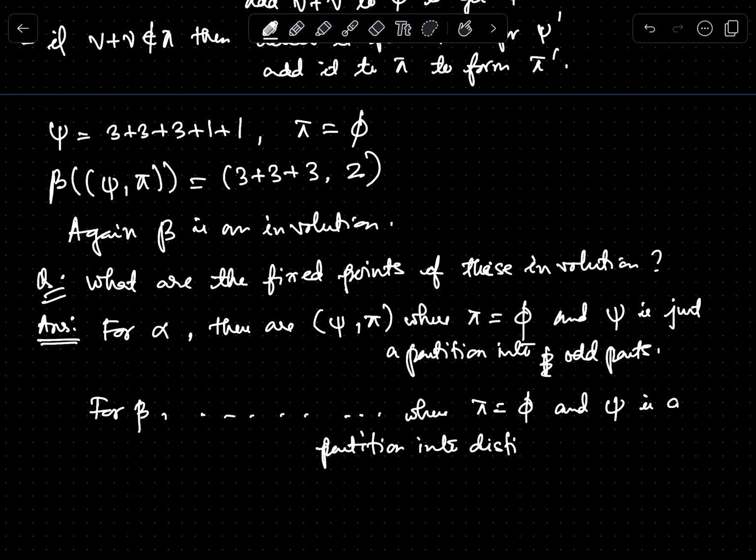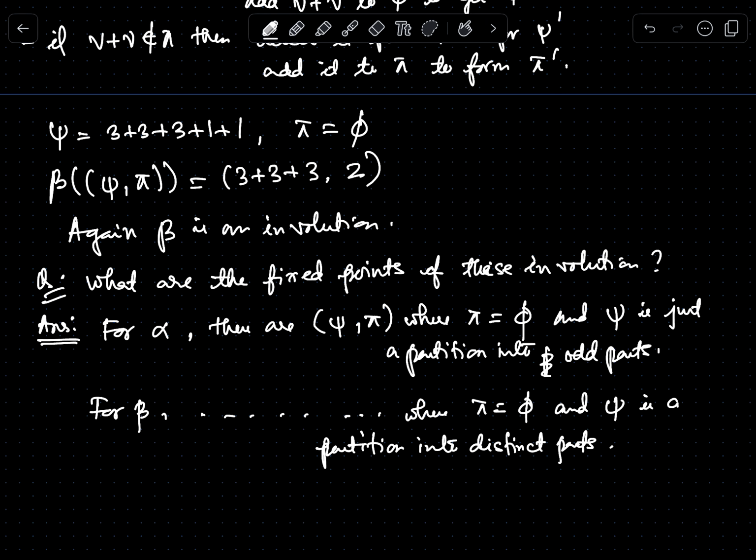So if you think about this, in this case, if the parts in psi were not distinct, that means some part repeated, then that would be this doublet, nu plus nu. In that case, you would have clubbed this nu plus nu together and put it into the nu pi. So the only fixed point for beta would be these type of partitions where pi is empty, but psi is a partition into distinct parts.